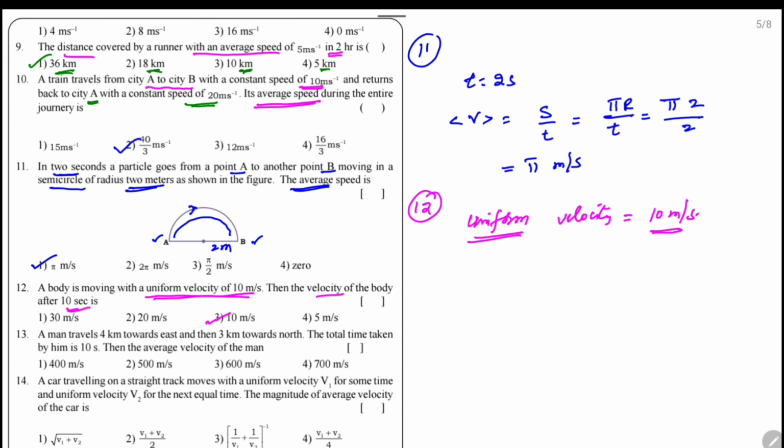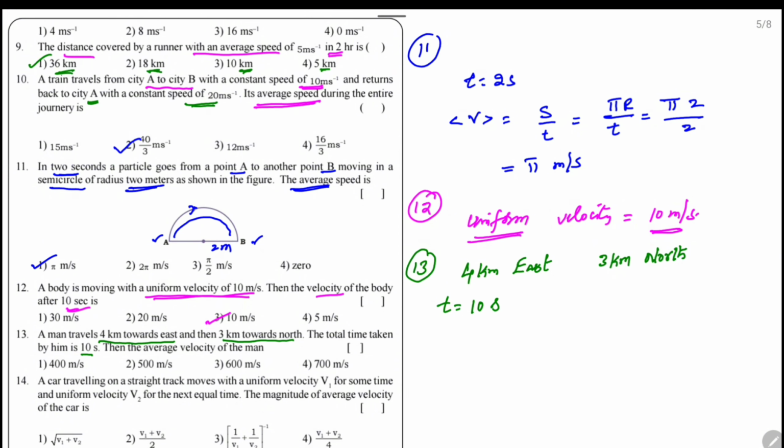Now question number 13. A man travels 4 kilometers east. Fine, 4 kilometers east. Right? Then 3 kilometers north. So next he is moving 3 kilometers north. The total time taken by him is 10 seconds. So total time taken is 10 seconds.